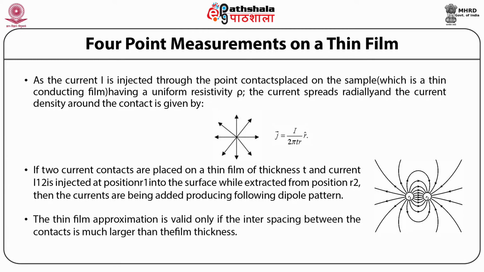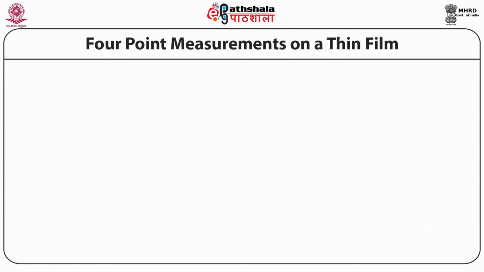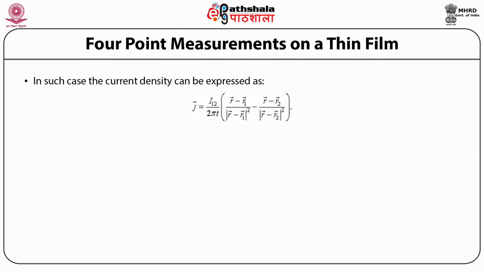The thin film approximation is valid only if the interspacing between the contacts is much larger than the film thickness. In such a case, the current density can be expressed as vector J equals I12 divided by 2πt into [(vector R minus vector R1) divided by mod of (vector R minus vector R1) whole squared, minus (vector R minus vector R2) divided by mod of (vector R minus vector R2) whole squared].